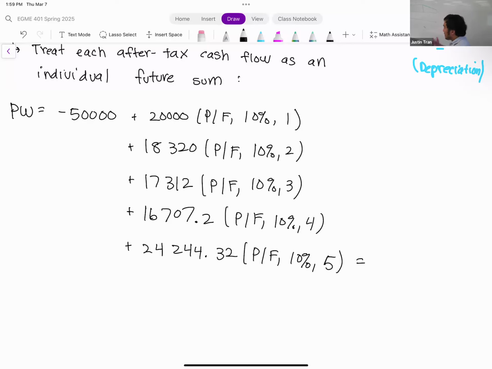I took each after-tax cash flow in each year and then multiplied by a P over F factor, changing the N value for each one. If we plug in all 5 of these conversion factors, what we get is an after-tax present worth of 22,792 and 47 cents.